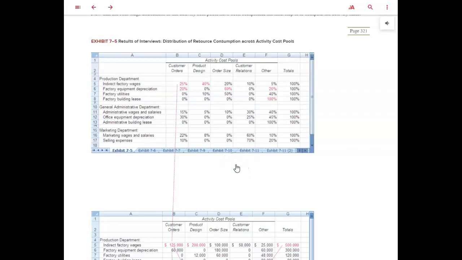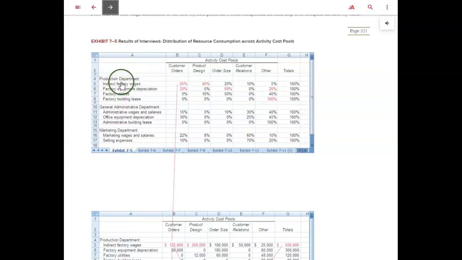All right. What you've done with the help of engineers and production staff and accountants and any other people who need to be involved is we're saying that of the indirect factory wages that we're incurring, 25% of that is being incurred for customer orders. We also have 40% of the wages, indirect factory wages, related to production design. So there are people in the factory that help with production design, because they know the equipment, they know the process and the product flow and so forth. So they're not just going to be in the factory only related to actual production itself, but can be involved in design. They can also be involved in deciding on order size and customer relations to some extent, and then other. Then the factory depreciation. 20% of the depreciation is related to customer orders, and we have 60% related to order size and 20% to other.